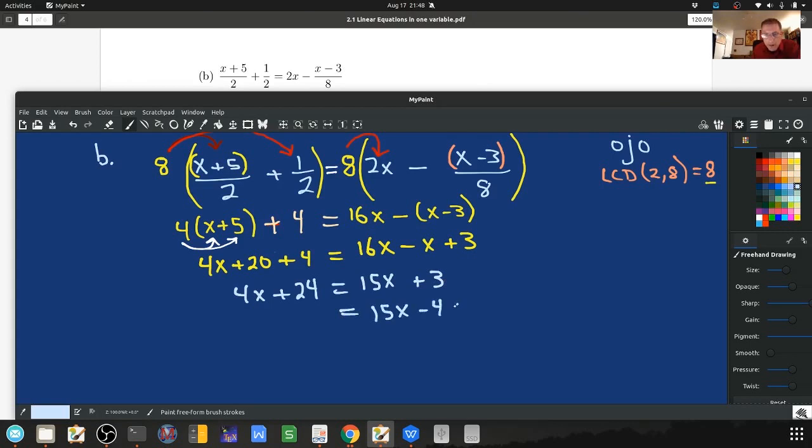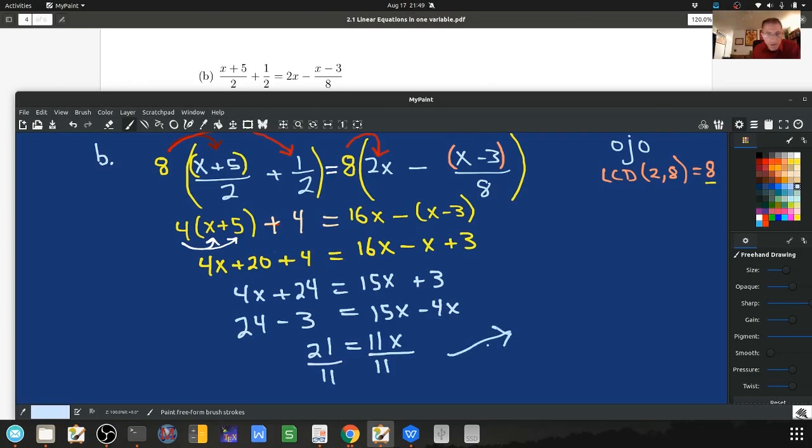And it becomes minus 4x. Now I'm going to move the plus 3 to the other side to join my 24, and it becomes minus 3. So 24 minus 3 is 21, is equal to 11x. And now all I'm going to do is divide both sides by the coefficient on the x term.